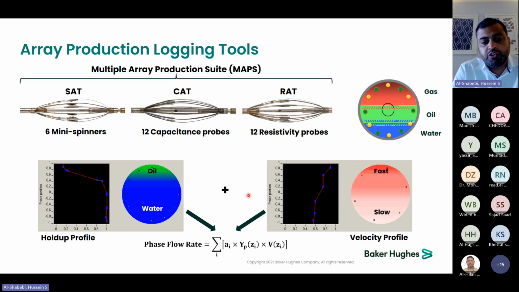And usually the software, when it is applying this, will try to segment the cross-section horizontally. And from each segment, it will try to calculate the local holdup and the local velocity to calculate the local phase rate. And then it will sum all these phase rates to get the final QO, QW, and QG at that depth. And this calculation is happening at every depth.